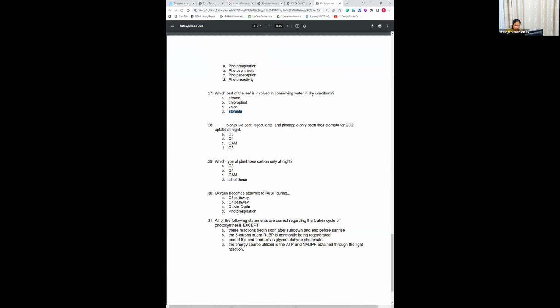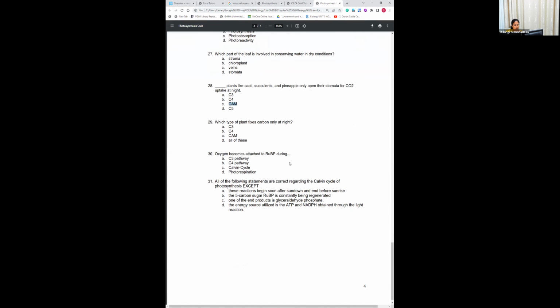Next one, plants like cactus, the succulent, and the pineapple, they are CAM photosynthesis, 28C. Which type of plants fixes carbon only at night? They are the CAM plants. Oxygen becomes attached to RuBP during the C3 photosynthesis. C3 pathway. Last one, all of the following statements are correct except, the wrong one is the first one: these reactions begin soon after sundown and before the sunrise.